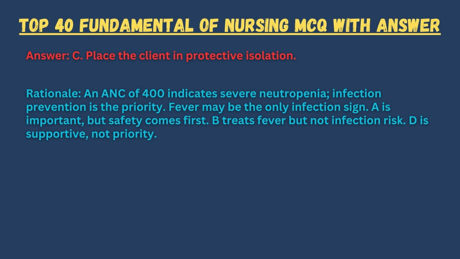Answer: C. Place the client in protective isolation. Rationale: an ANC of 400 indicates severe neutropenia. Infection prevention is the priority. Fever may be the only infection sign. A is important, but safety comes first. B treats fever, but not infection risk. D is supportive, not priority.